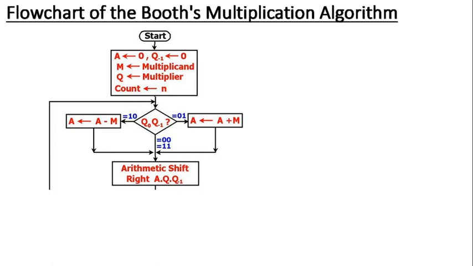Whether addition is performed whenever Q0, Q minus 1 is 0, 1, or subtraction is performed whenever Q0, Q minus 1 is 1, 0 through the left side, even after performing that addition or subtraction, the arithmetic shift right operation will always be performed.